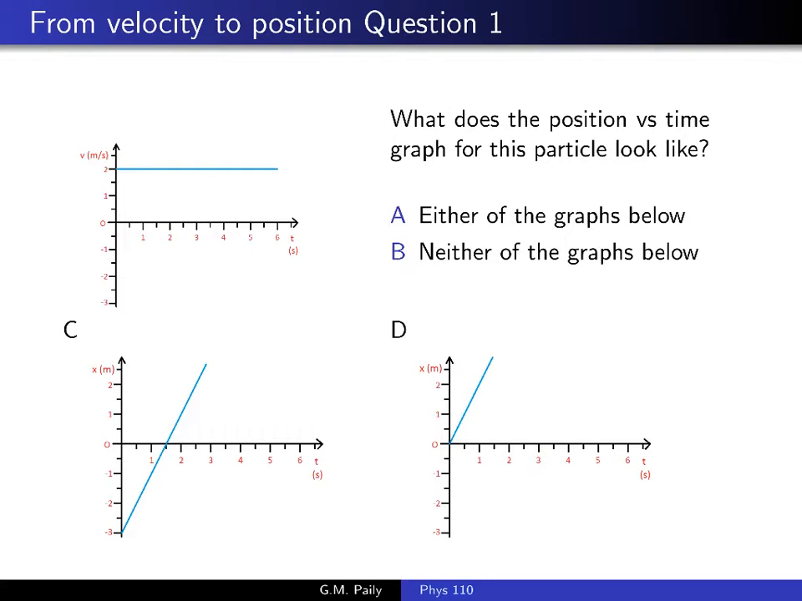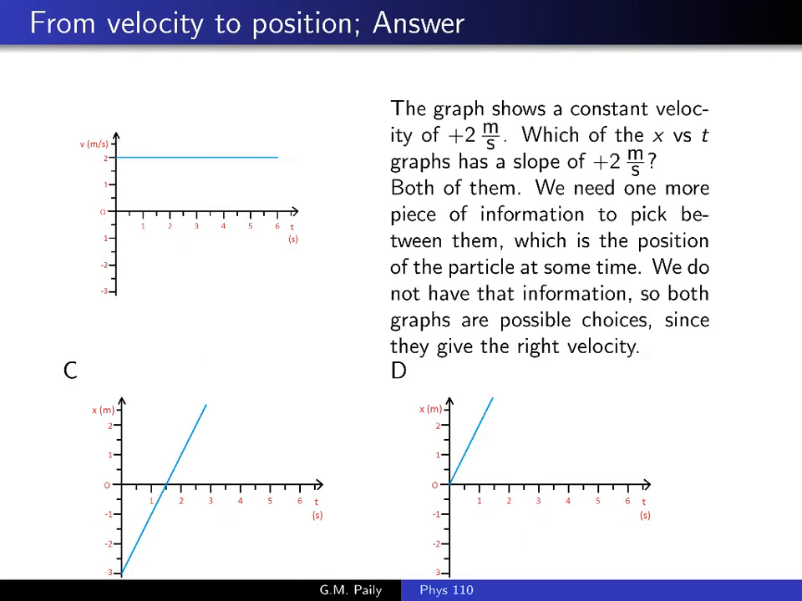The next slide shows the answer. First, we note that the value of the velocity is a constant 2 meters per second, positive, and so we want an x versus t graph with a constant positive slope of 2 meters per second.